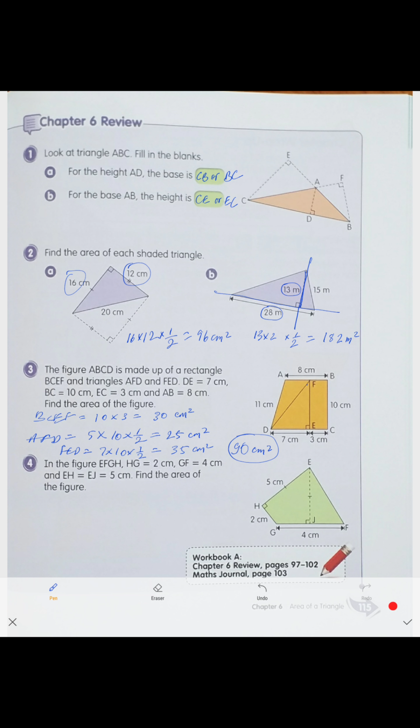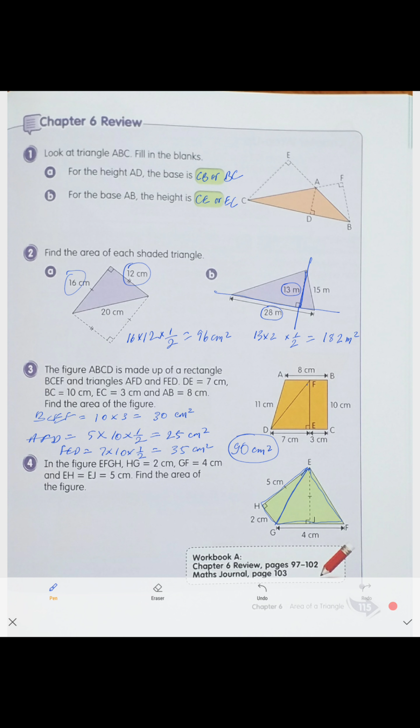Last problem, the figure EFGH, right? Okay, what do we have here? We need to find this green shaded area. All right, this is what we do. We split it up like this, right? So now we have this one triangle, triangle GHE, and triangle EGF, right?